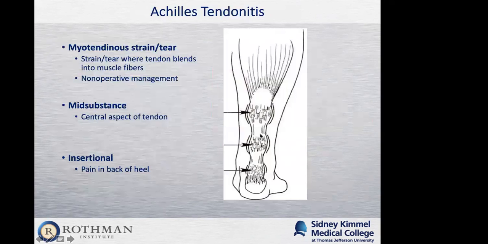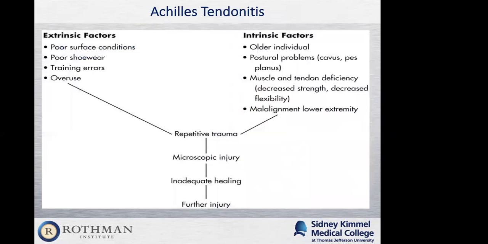Mid-substance, this is the most common area. This is kind of like the middle of the tendon. This is the most common area to get a rupture. But you can also get tendonitis or tendinosis there. So when we refer to mid-substance, it's like the mid aspect of the tendon. And then there's insertional tendonitis. And this is right in the back of the heel where the Achilles tendon inserts. And this, I would say, is the most common of the three forms of tendonitis that I see in the office. So we talk about risk factors.